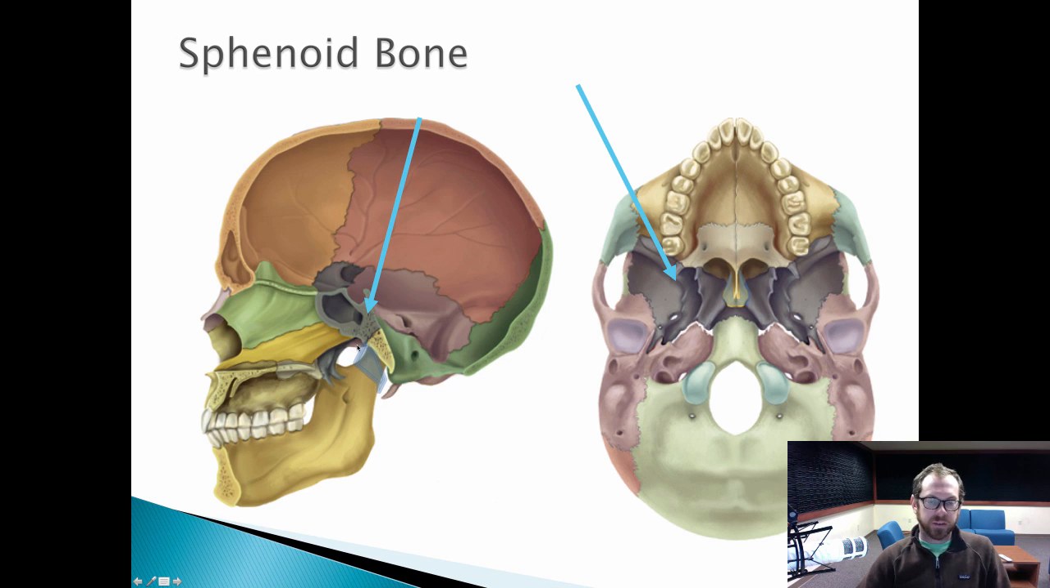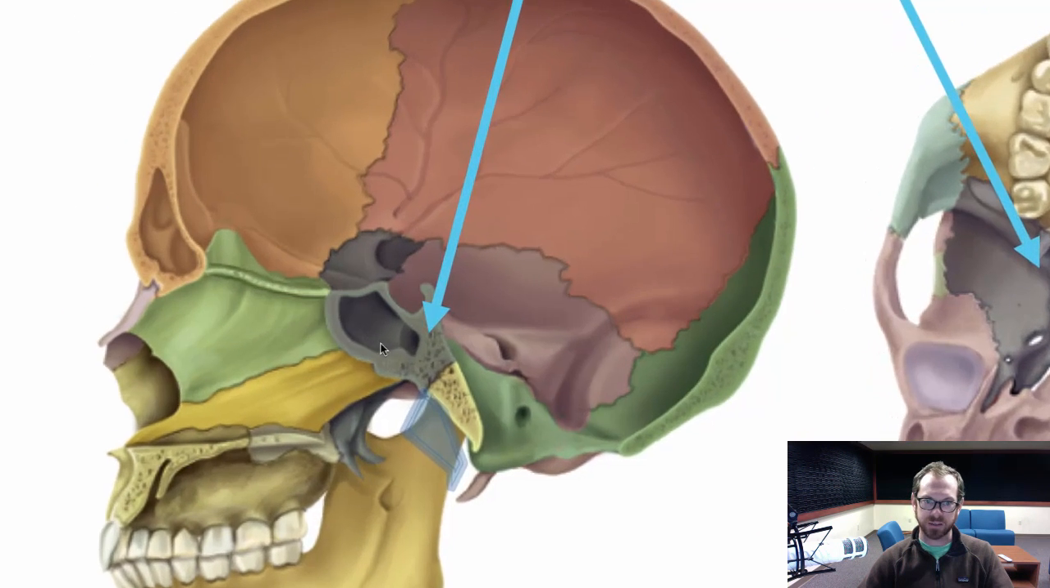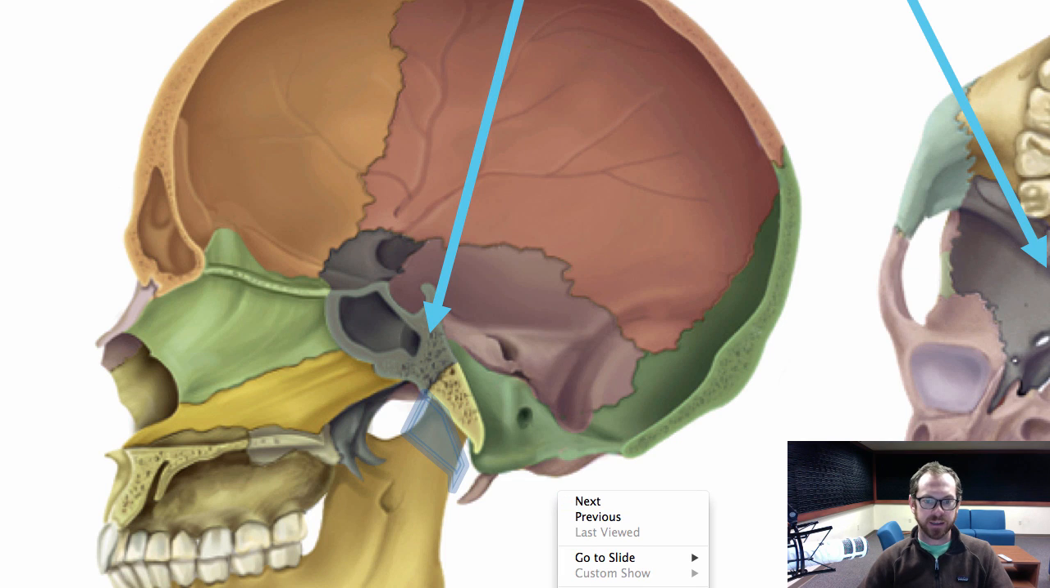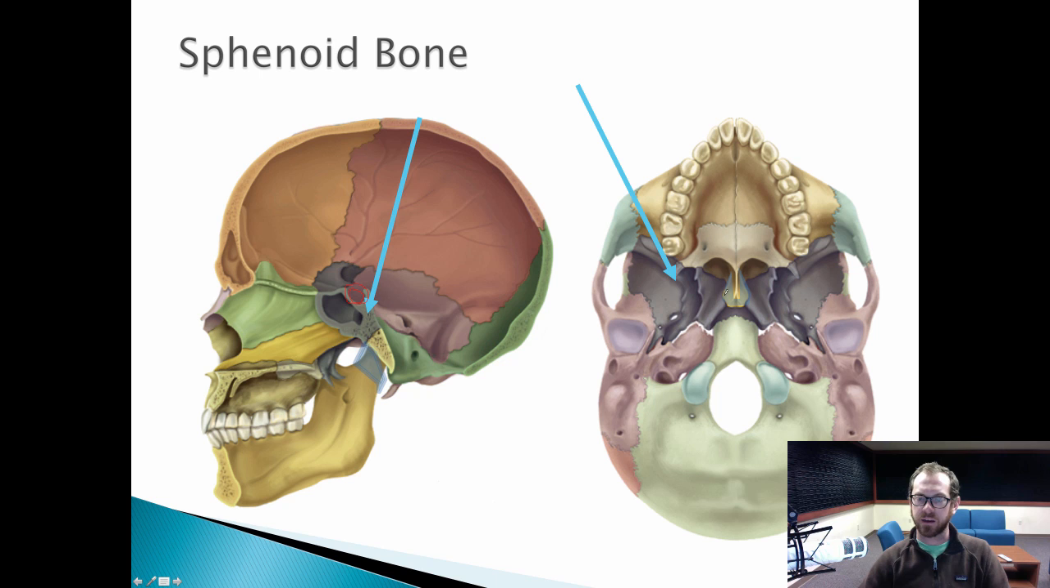This image here is just showing a cross-section. This image on the left is showing a cross-section of the skull, a mid-sagittal section, and we're indicating the sphenoid bone with this blue arrow. This gives you an idea of where the sphenoid bone is. Just to highlight this area right here, this is our sella turcica, and our pituitary gland would sit right in there. On the image on the right, this is an inferior view of the sphenoid bone, in the darker purple here. This is what it looks like from underneath the skull.